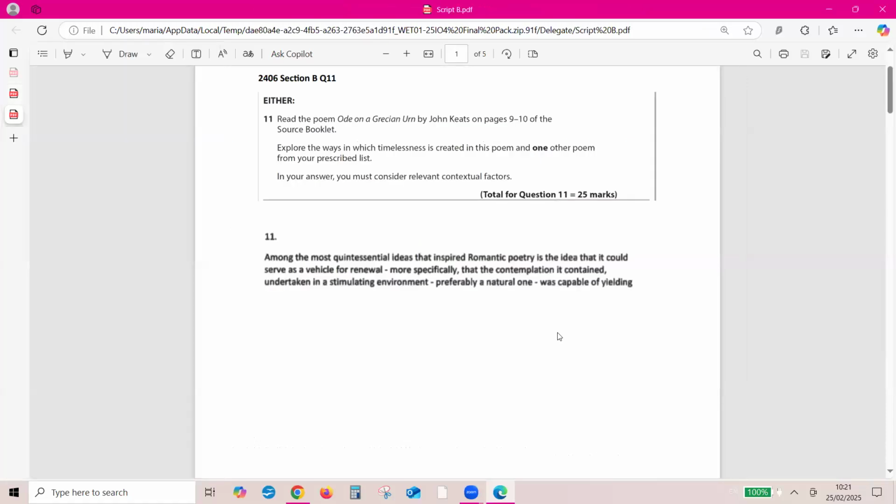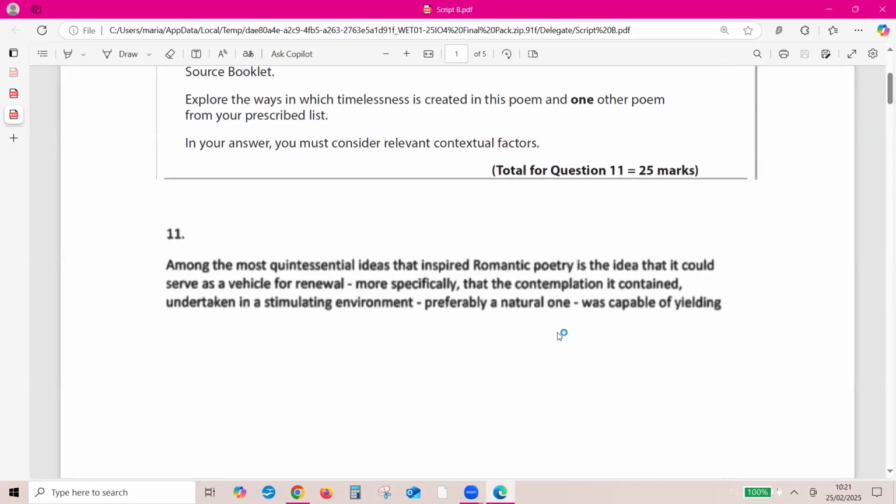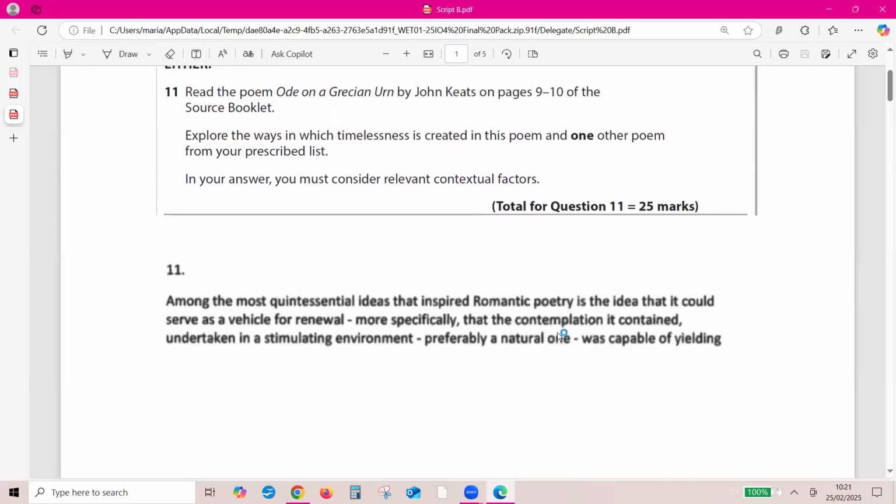And this was the question on Ode to a Grecian Urn. So we're looking at Ode to a Grecian Urn, and it's the question on timelessness. And it's typed, and as we said, you can try and locate it. We'll read it through together this time.